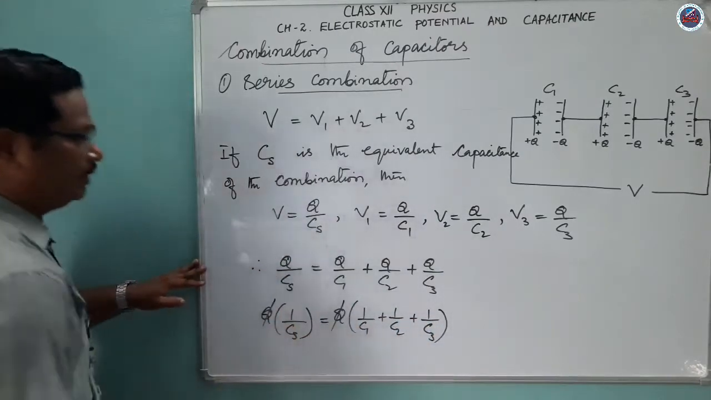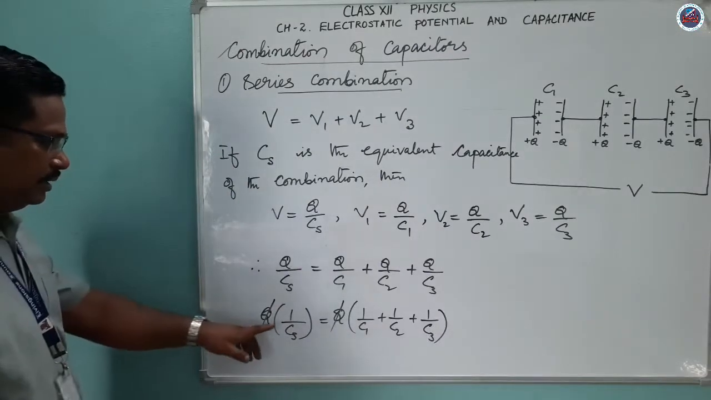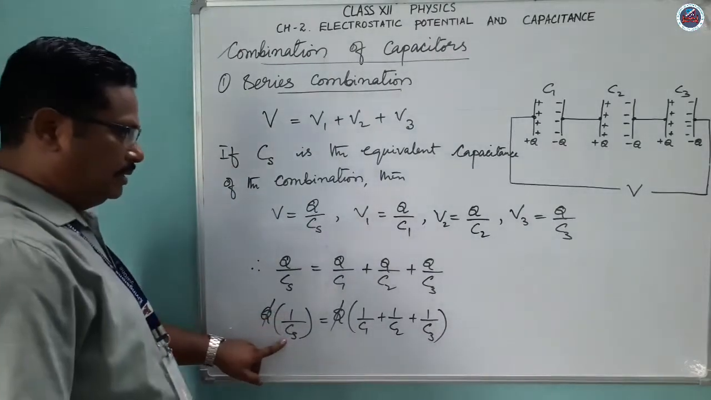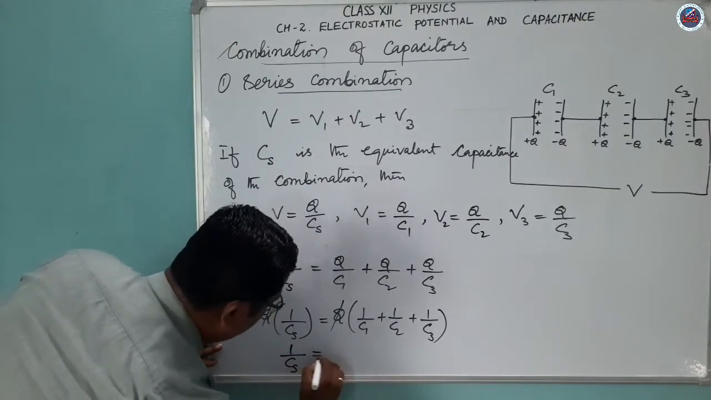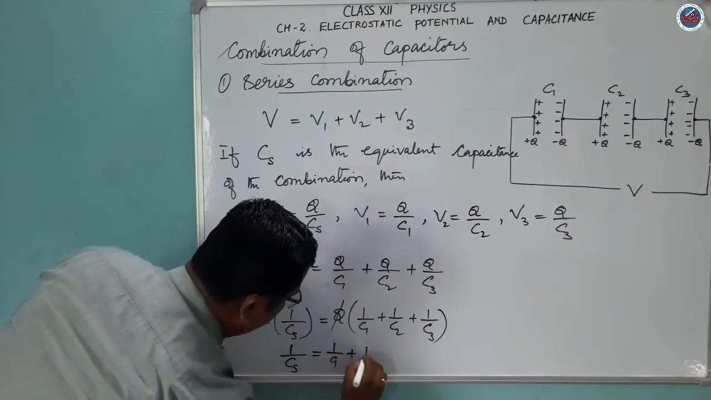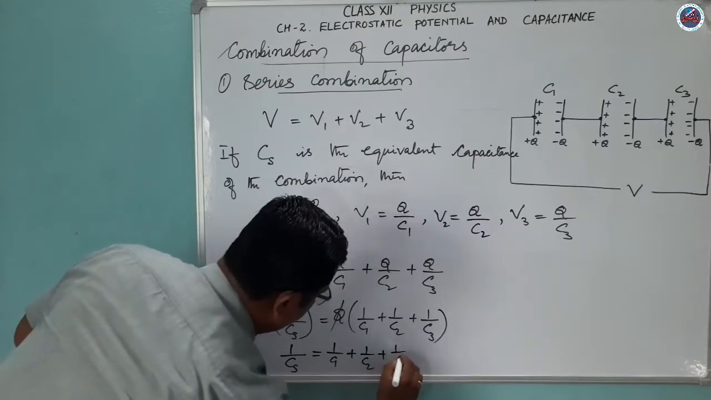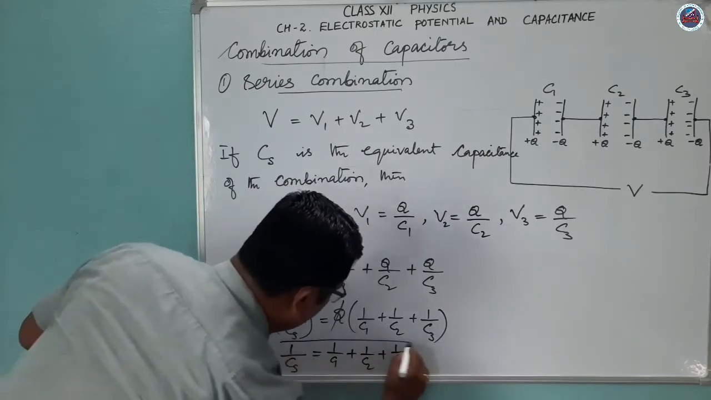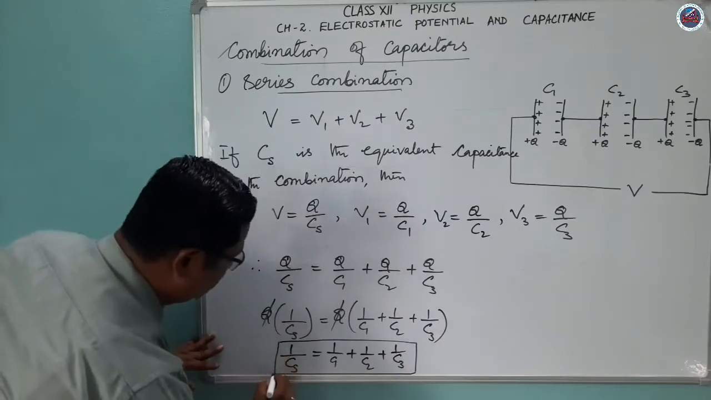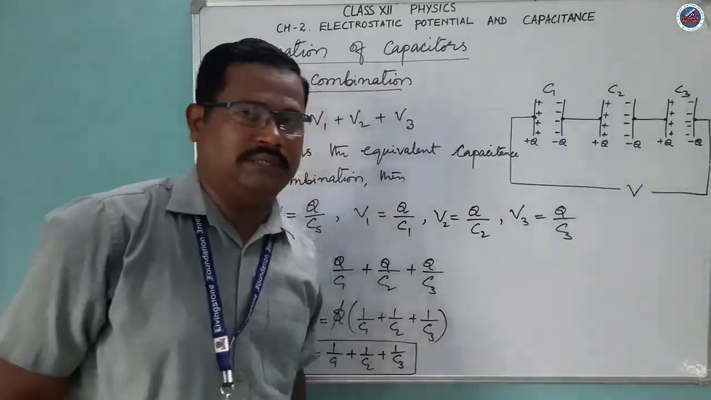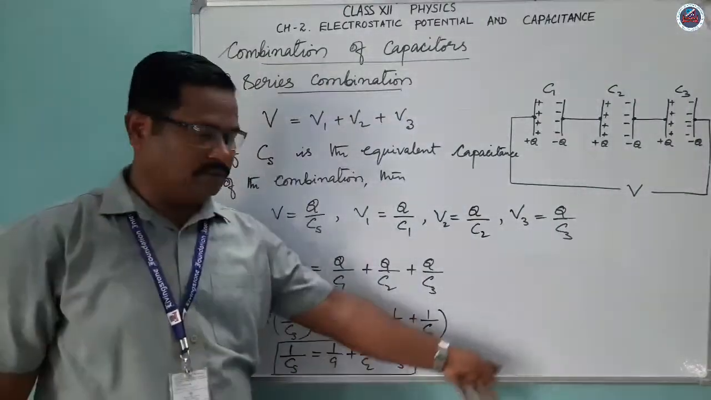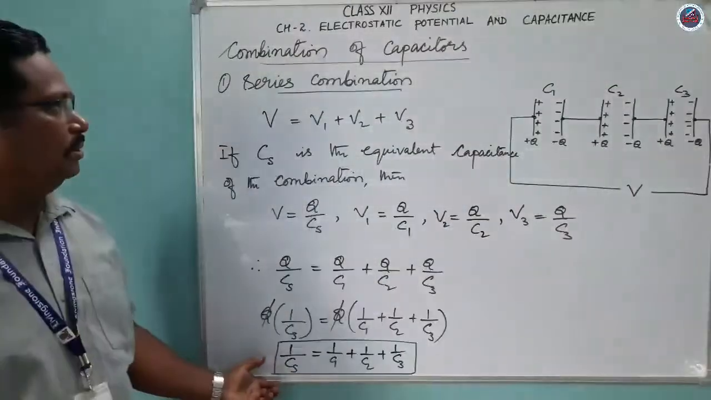This Q, if you cancel it, then you get the reciprocal of the combined capacitance in series. 1 by Cs is equal to 1 by C1 plus 1 by C2 plus 1 by C3 and so on. If you have more than 3 capacitors, then it will just go on, plus 1 by C3, 1 by C4, 1 by C5, 1 by C6 and so on.